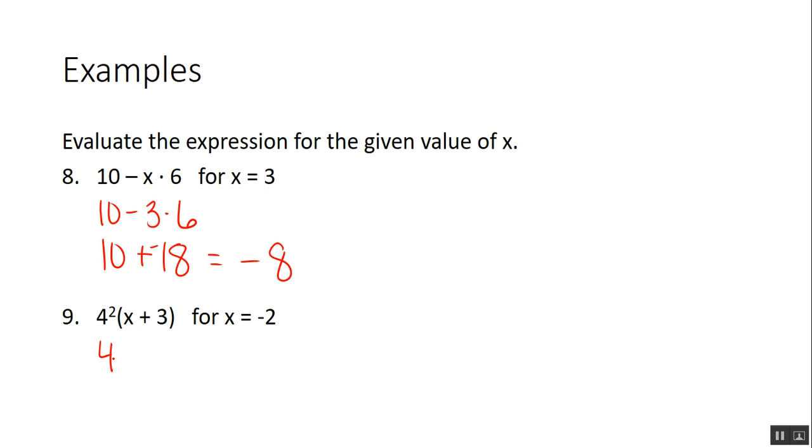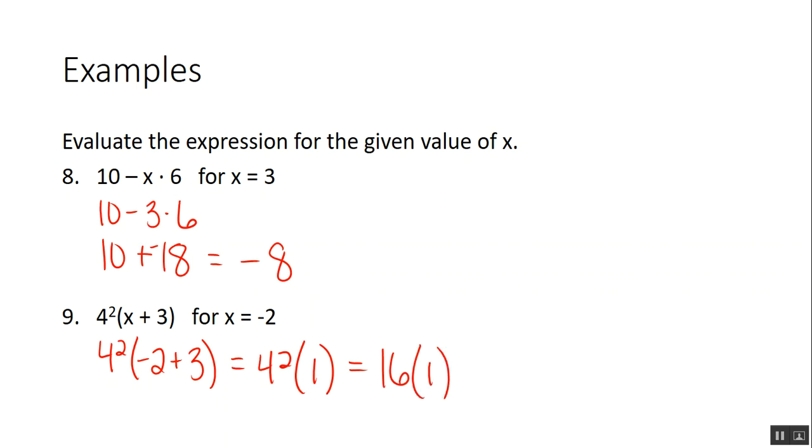For 9, it's 4 squared times, and we're going to plug in the negative 2. Take care inside the parentheses first. Negative 2 plus 3 is 1, positive 1. Nothing to do here with this parenthesis, so now we go over to the exponent. 4 squared is 16. And now remember, when you have a number next to another number inside parentheses, that indicates multiplication, and 16 times 1 is 16.